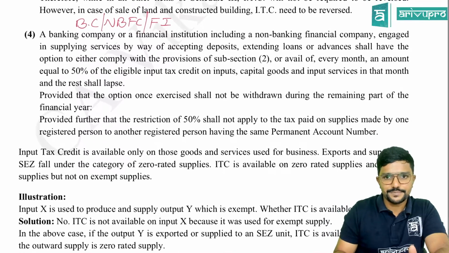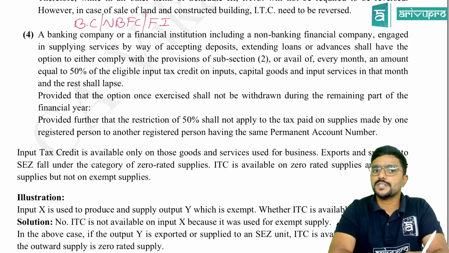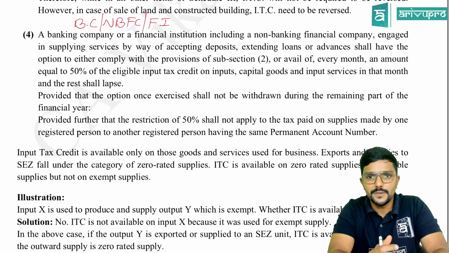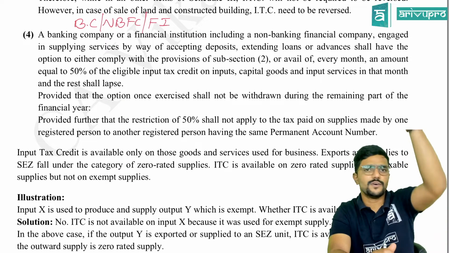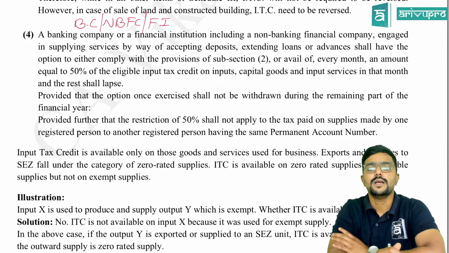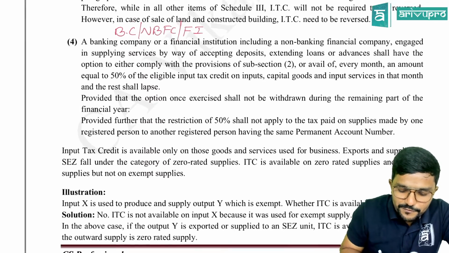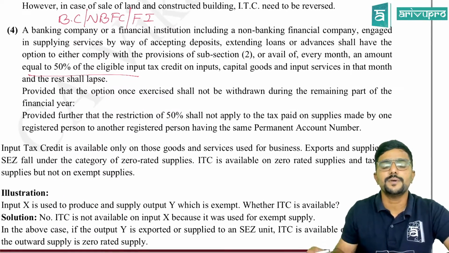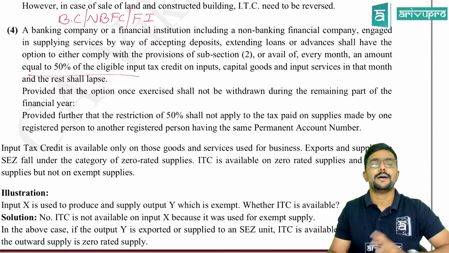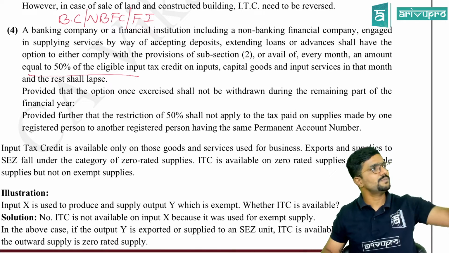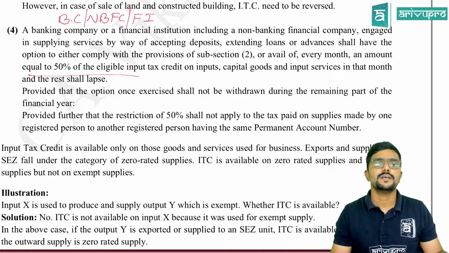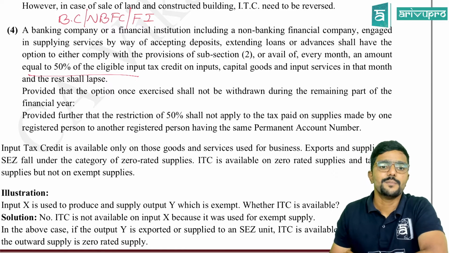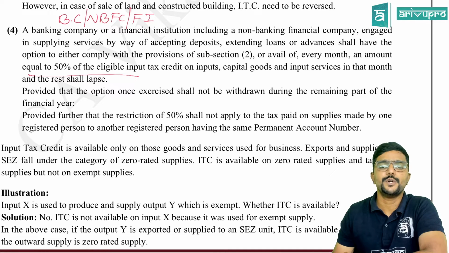So what is it? Come on, guys. A banking company or a financial institution, including a non-banking financial company, engaged in supplying services by way of accepting deposits, extending loans or advances, shall have the option to either comply with the provisions of subsection 2, whatever we have already discussed, or avail every month an amount equal to 50% of eligible input tax credit on input capital goods and input services in that month, and the rest shall lapse. So if you are following subsection 4, straight away, whatever input tax you have paid, claim 50% credit of it. Don't prove to me for what purpose you are using it. Straight away claim 50% credit, the remaining 50% lapses. Provided that the option once exercised shall not be withdrawn during the remaining part of the financial year.